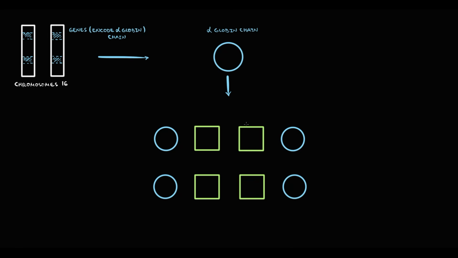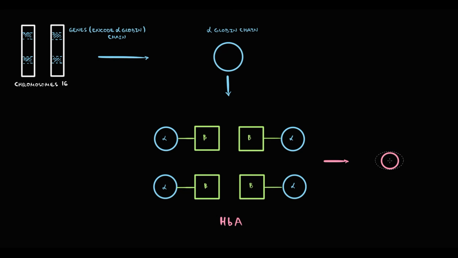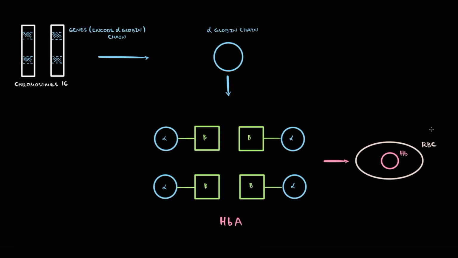In an adult person, a hemoglobin molecule is composed of two beta chains and two alpha chains. And together they form a proper hemoglobin A molecule, which is the major form of hemoglobin in an adult person. So let's suppose that we have two hemoglobin molecules, and after these hemoglobin molecules are formed, we pack them into red blood cells, and inside the red blood cells, hemoglobin molecules carry oxygen to peripheral tissues.